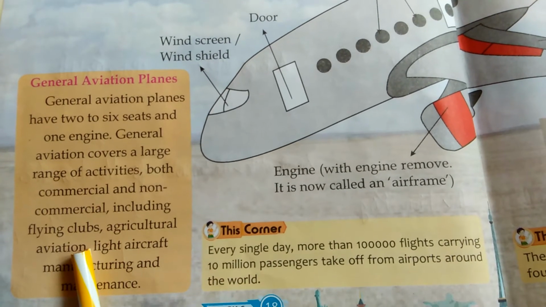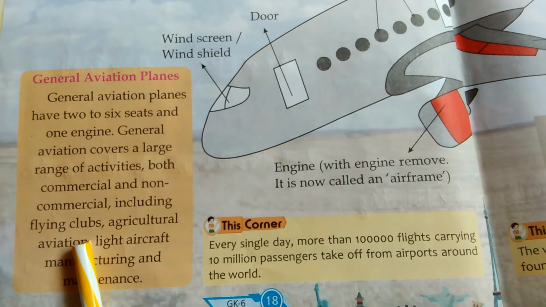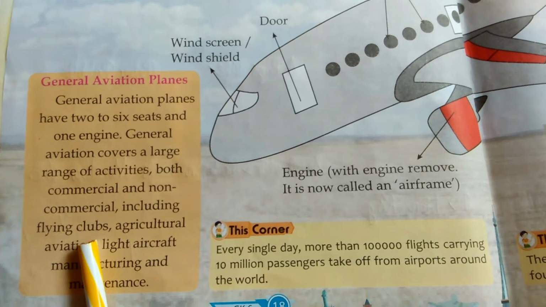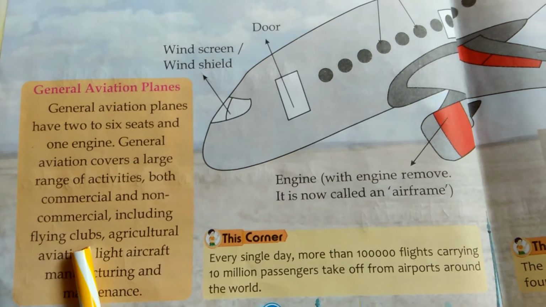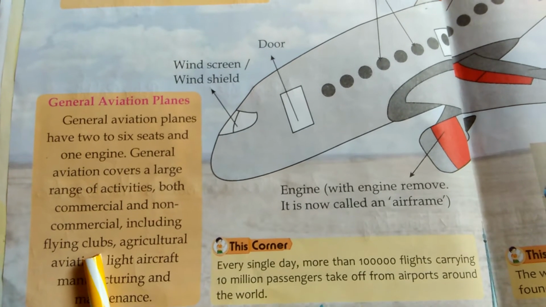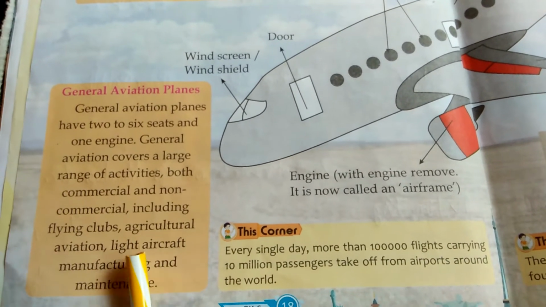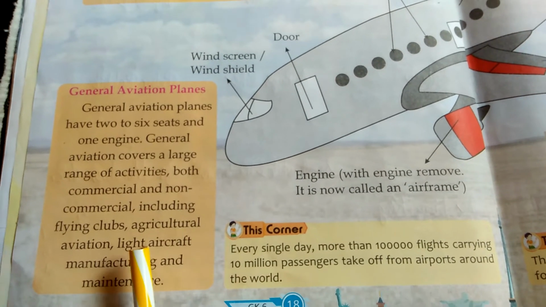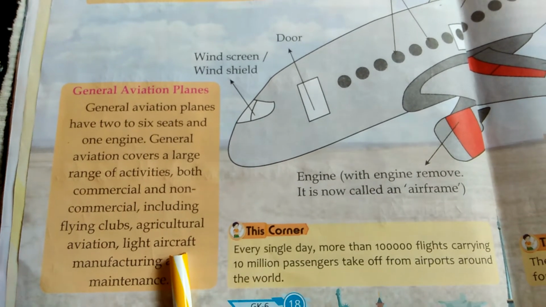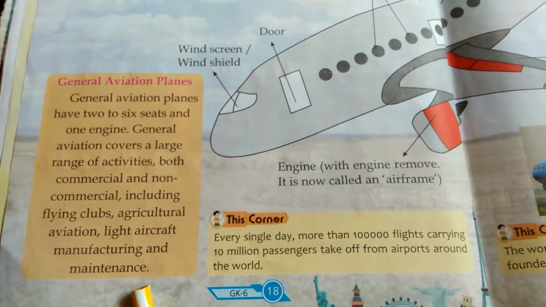What is agricultural aviation? The branch of task in agriculture. Agricultural aviation is employed to protect crops, destroy weeds, insecticide, undesirable vegetations. Light aircraft manufacturing. For manufacturing light aircraft, general aviation planes are used and also for their maintenance.